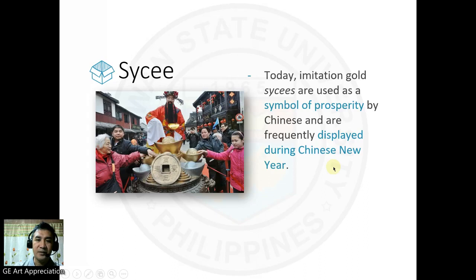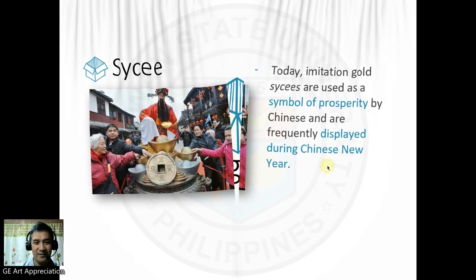Okay. So today, the imitation gold saisis are used as a symbol of prosperity by Chinese and are frequently displayed during Chinese New Year. Okay, 'di ba kanina ang pinakita lang natin doon yung paper kung paano siya gagawin. Pero ngayon, inimitate na siya to be a gold saisis because it is used as a symbol of prosperity ng mga Chinese. Tapos display siya during Chinese New Year. Pampaswerte, no?